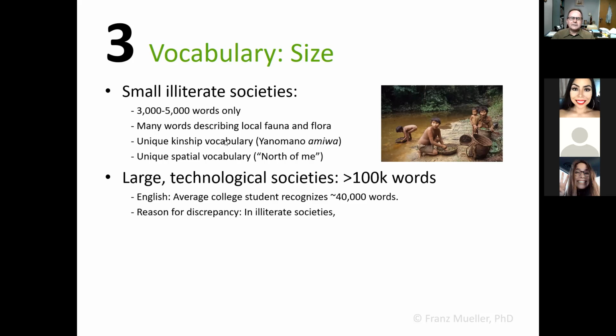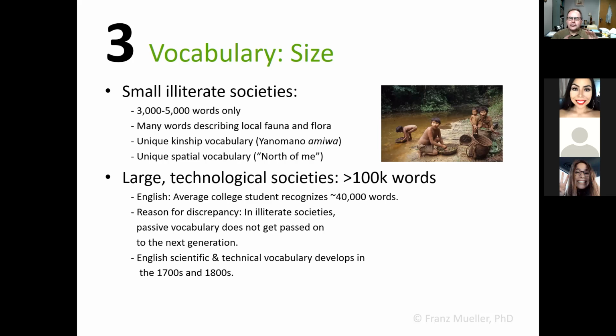So the reason why we have this discrepancy, where a small illiterate society may have only a few thousand words, whereas a language like English has 100,000 plus words, in fact, way more than 100,000 words, is that in the small illiterate society, if for some reason the children who are growing up at any one particular time do not get to hear a particular word, they will not learn it. And since it's not a written language, that word will then automatically fall out of the language.